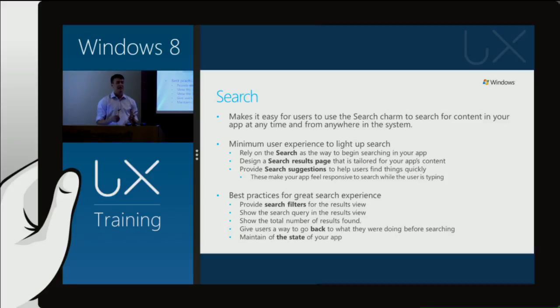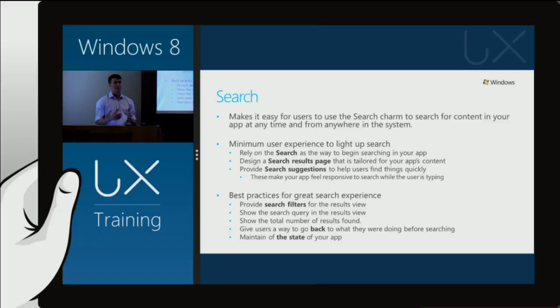You'll receive an activation event saying, hey, you've been launched for search. Here's a search query. Go ahead and launch directly to your search results UI. The next thing is you need to design a search results page that's really tailored for your app's content. Depending on the type of app you're writing, how you represent results is going to be vastly different.